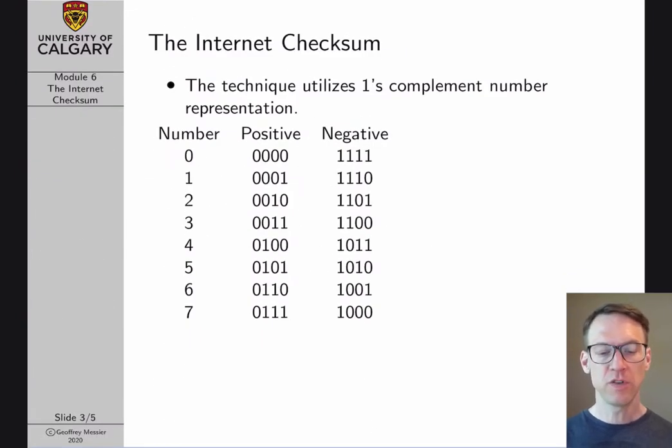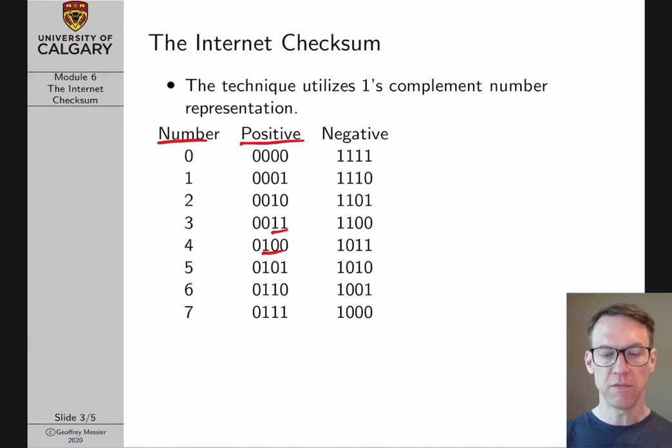The internet checksum actually uses one's complement numbers, which, if you have been studying computer architecture, you know that 2's complement is probably a little bit more standard, particularly when we're representing information at the processor and microprocessor level. But the internet checksum uses 1's complement, and that means that we actually have 2 values for 0. The positive numbers are just standard binary counting: 1, 2, 3, 4, and so on.